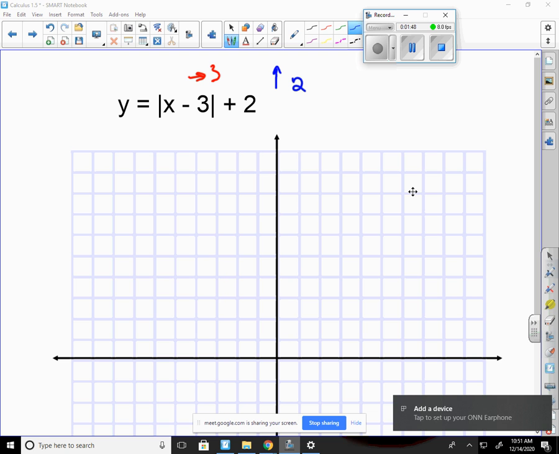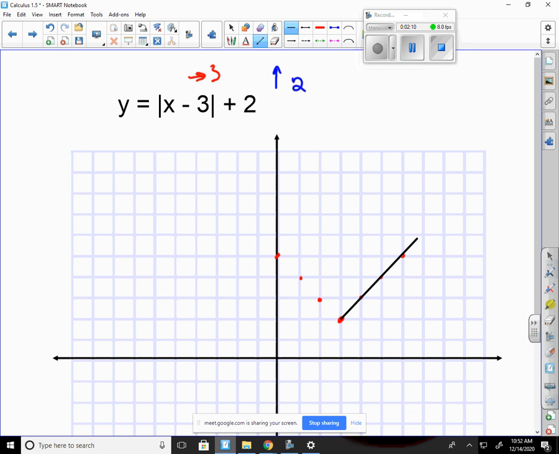So now that we have this in place, moving right 3 and up 2, that's going to be my origin point. And from there I go up 1, right 1, continuously, and up 1, left 1, continuously. I can draw a line between all my points, throw an arrow on the end, and same thing with this side, and I'm done. So my plus 2 shifts it up.